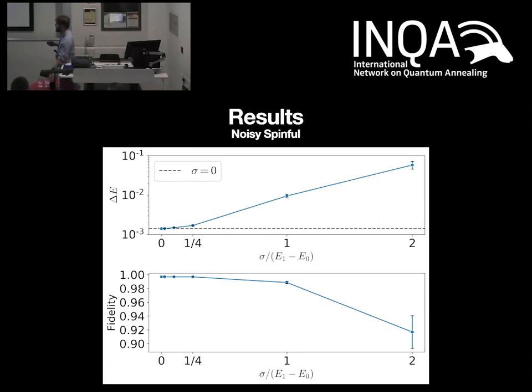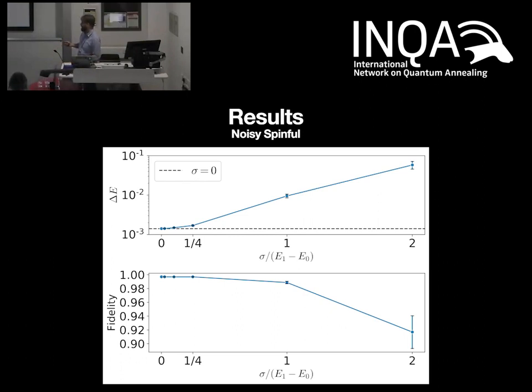Namely, we looked only at noise present in the T and U parameters. This is a standard disorder model with a Gaussian distribution around the perfect values with some standard deviation sigma, given with respect to the spectral gap. If the standard deviation is on the order of the gap, we start observing some deterioration of the effects of observing the ground state.